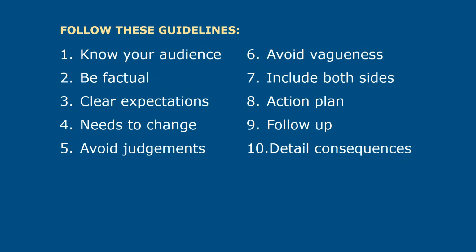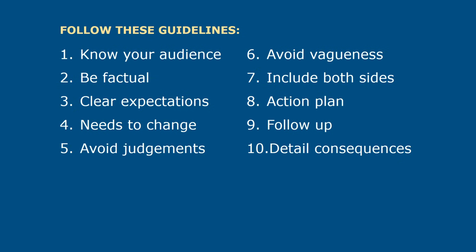Describe the job-related conduct, not the individual. Articulate how the behavior impacts others and the organization. Five, avoid judgments. Don't use words such as always or never. They're broad, which can easily be disputed by employees. Six, avoid vagueness. Avoid vague phrases that could produce grounds for discrimination. Seven, include both sides. Include the employee's explanation for their conduct and behavior. Showing multiple perspectives demonstrates fairness in the process.